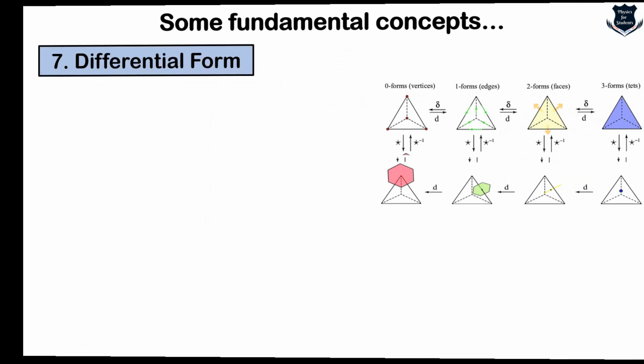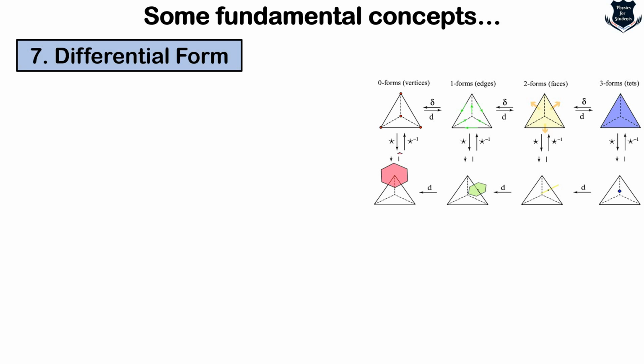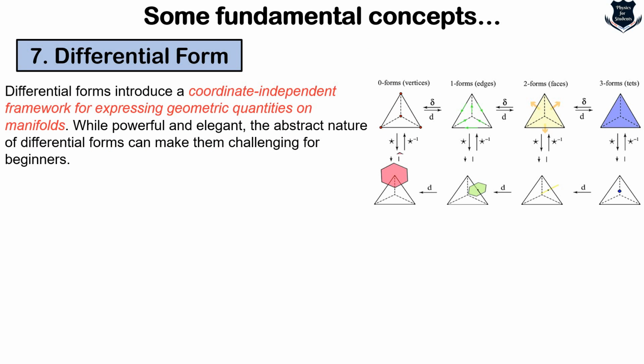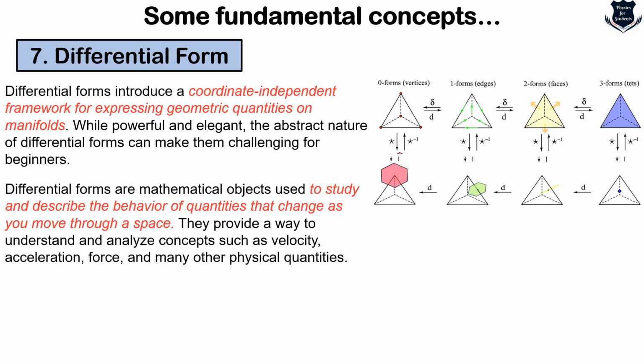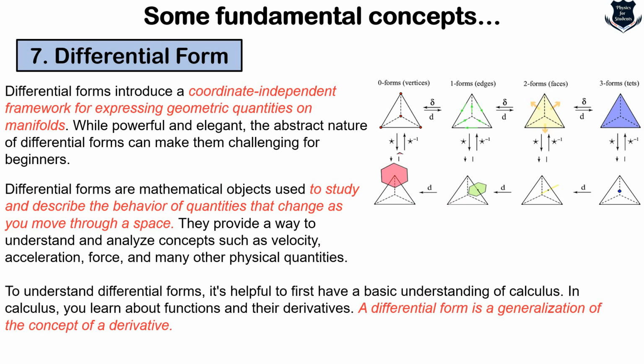The last and most important, a little bit advanced concept is what is called a differential form. You can think of a differential form as basically a coordinate-independent framework, because we are moving toward generalization. We do not want to restrict ourselves to any coordinates for expressing geometric quantities on manifolds. So differential forms become very important to study the behavior of quantities that change as you move through space. A differential form, we can say, is basically a generalization of the concept of a derivative.